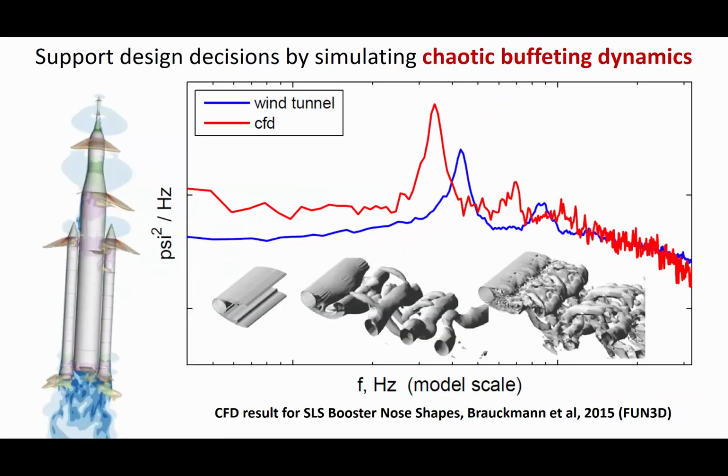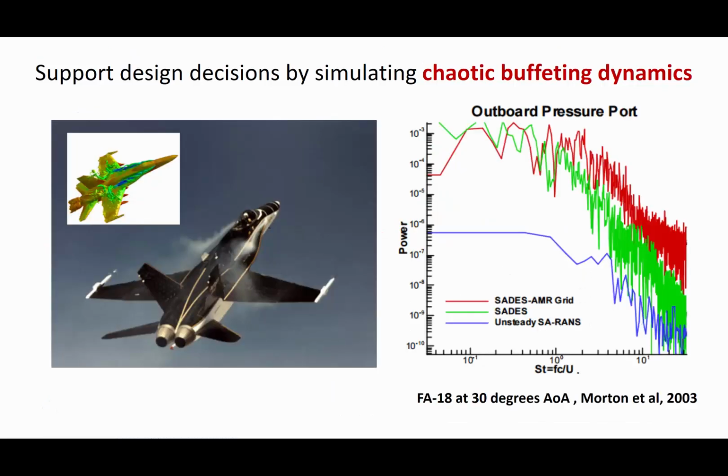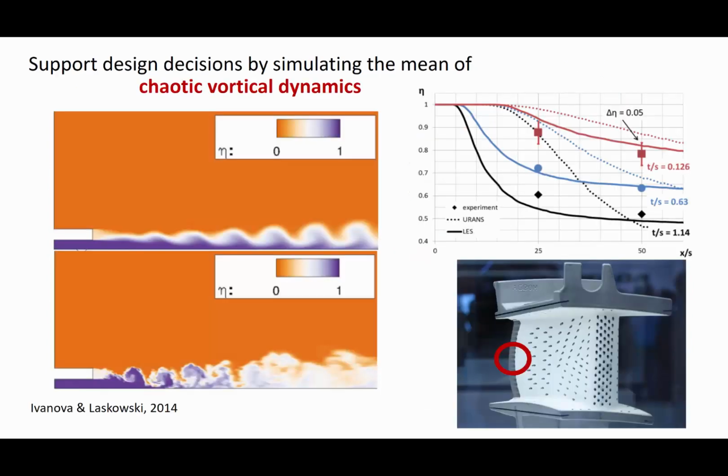And they are doing all kinds of things, but right now they are still based on a very empirical trial and error approach. And the same kind of high fidelity simulations is required for airplane buffeting simulations. So if you do unsteady RANS, the frequency you produce is totally wrong. In gas turbine engine simulations, resolving this chaotic dynamics is even important for the mean dynamics.